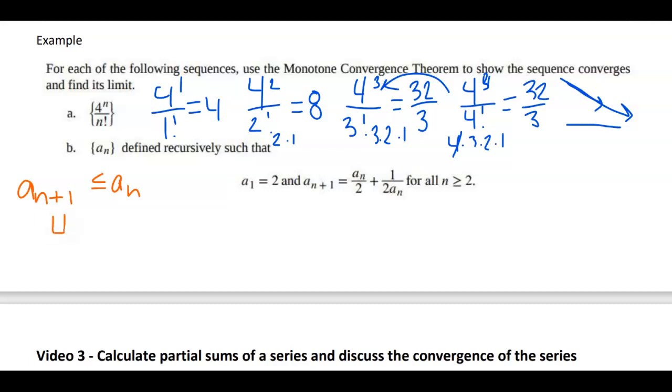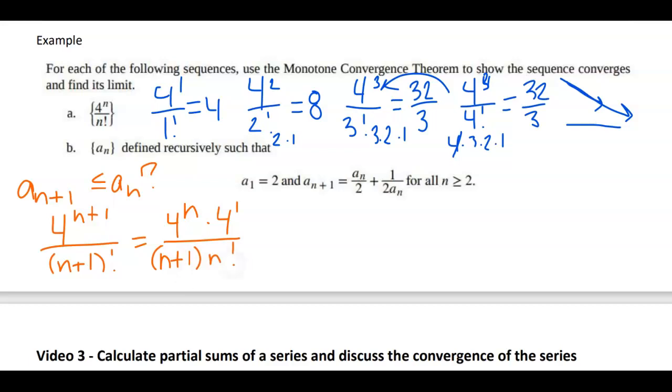If I plug in n plus 1 everywhere where I see an n, that's what I'm trying to prove, then I get that this is 4 to the n times 4 to the 1 using exponent rules here. And remember, this is n plus 1 and then times all of the counting numbers below it, so n plus 1 times n minus 1 times n minus 2 until I get down to 1. Well, one thing that we can do is we can say this is n plus 1 times n factorial.